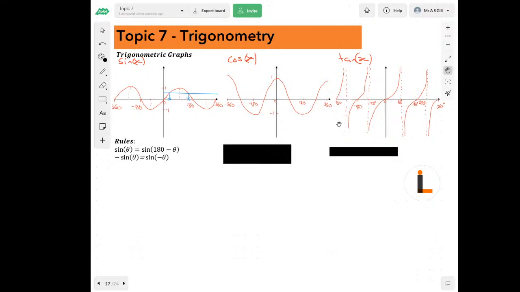And the reason for that is the gap between here and here is going to be the same there and there, right? So this gap here is going to be the same as this gap here.